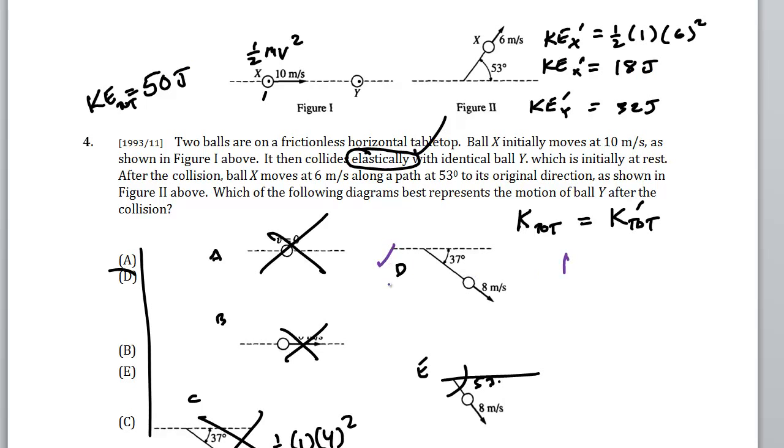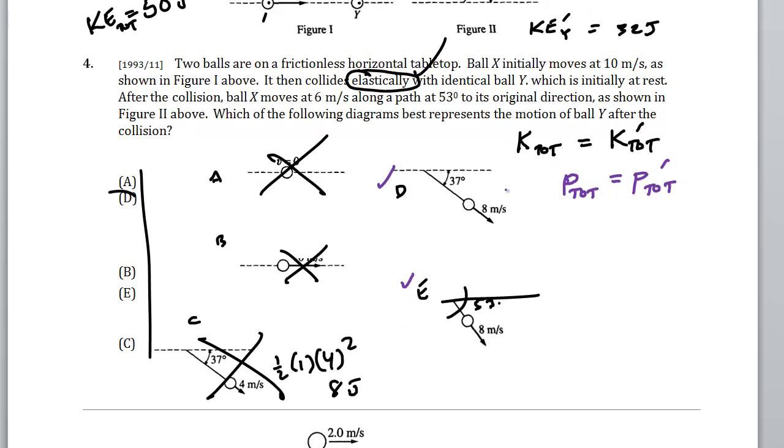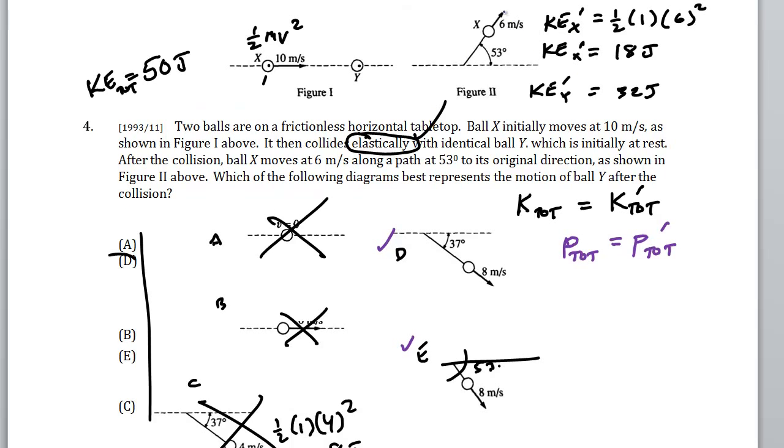To eliminate choice D or E, we look at conservation of momentum, and that is momentum total initial equals momentum total afterwards. And for this we're given 2 different angles, and the way I would probably solve this is to take a look at the y component of this vector.